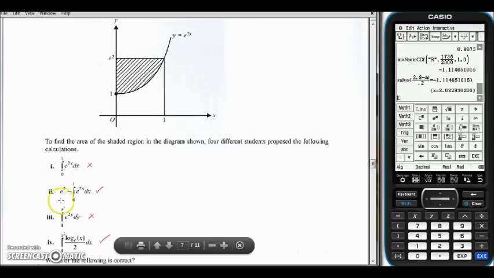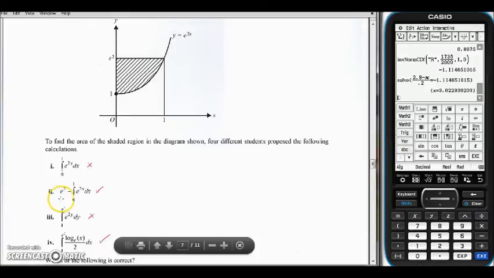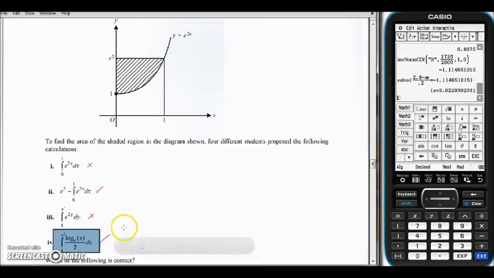The second one is suggesting that I do e squared minus that area from the first part, and that would give me the right answer, because e squared would be the area of that rectangle there, 1 times e squared, minus that. Okay, 3 is nonsense. 4 is actually correct as well, because this uses the inverse.